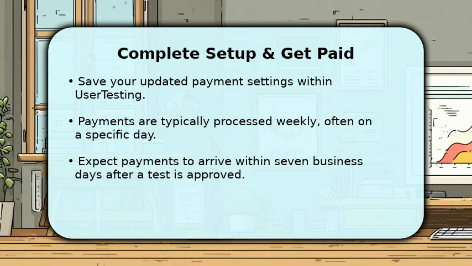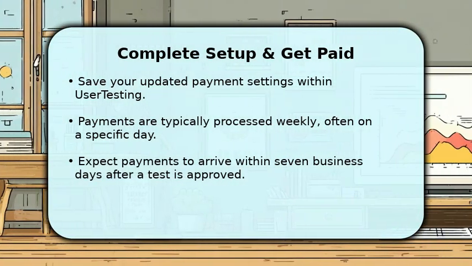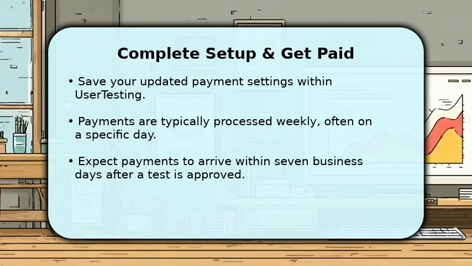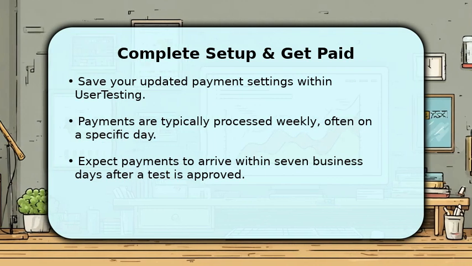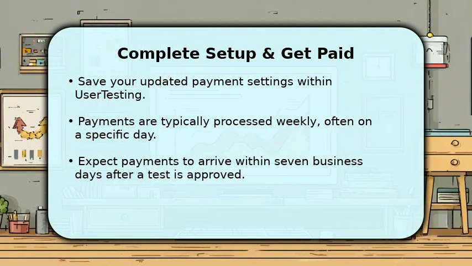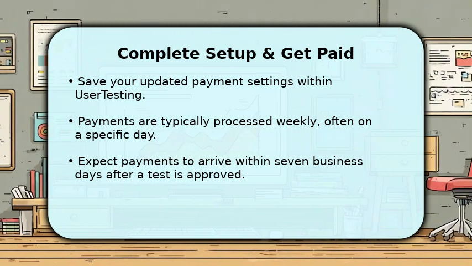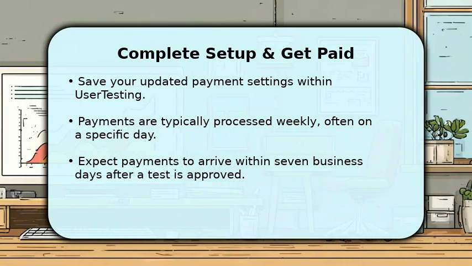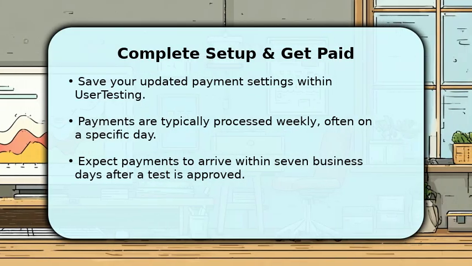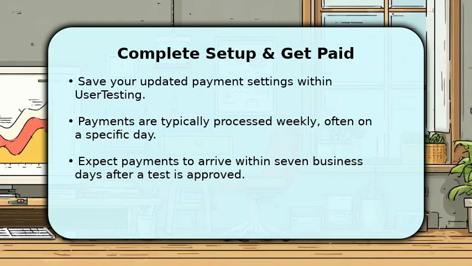Finally, once your PayPal account is verified and linked, remember to save your updated payment settings within UserTesting. Payments are generally processed on a weekly basis, often on a specific day of the week. You can typically expect your earnings to arrive in your PayPal account within 7 business days after a test has been approved. This completes the setup for receiving your payments.